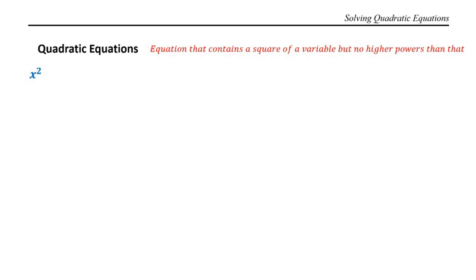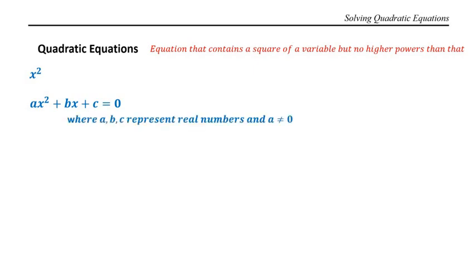Now the standard form for a quadratic equation is ax squared plus bx plus c is equal to 0. We need to note that that is true when a, b, and c represent real numbers and a cannot be equal to 0. If a were equal to 0 in the front here, x squared would not exist. It would be 0. And then we wouldn't have a quadratic equation because the definition states that we need to have a squared variable.